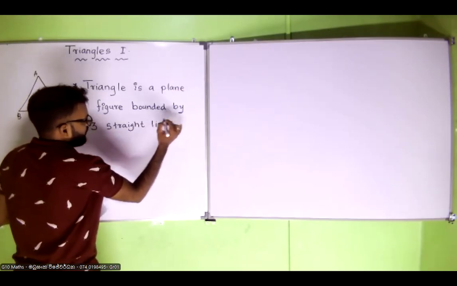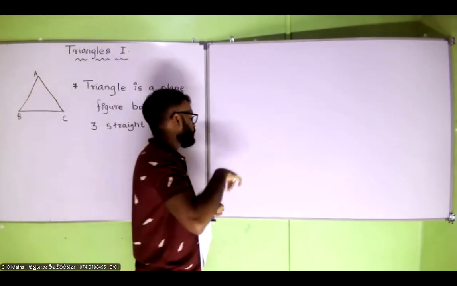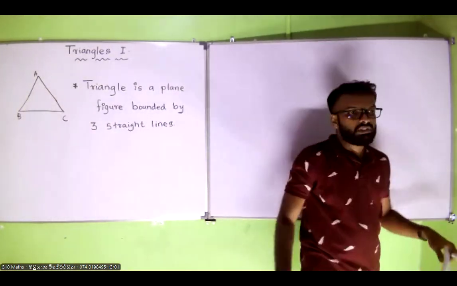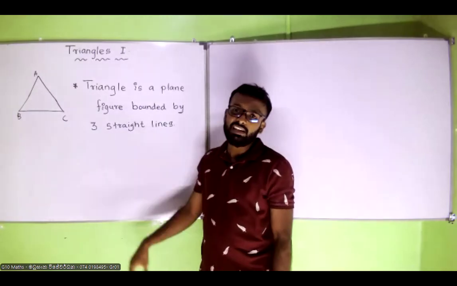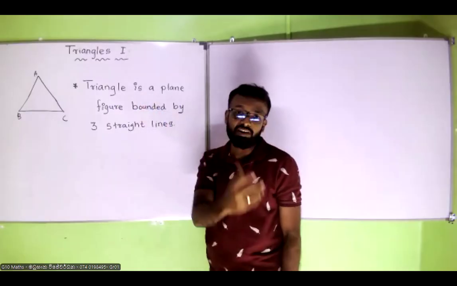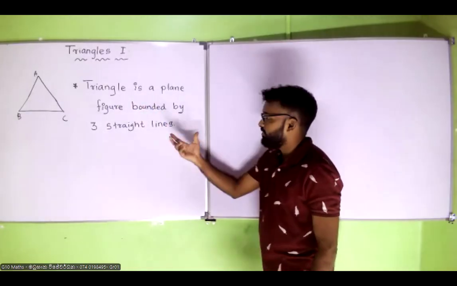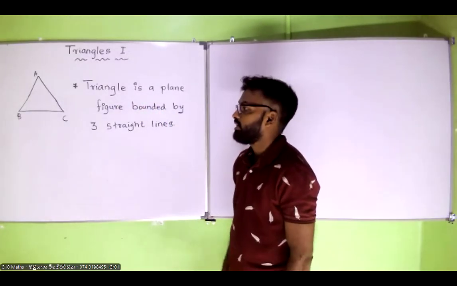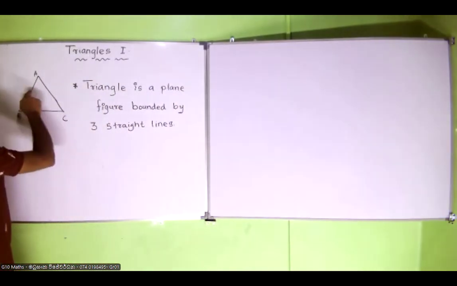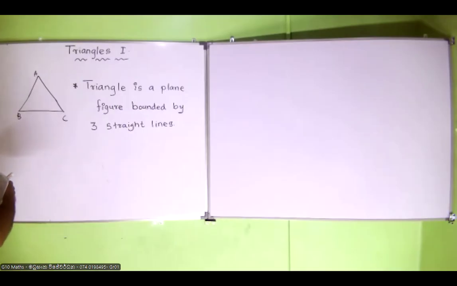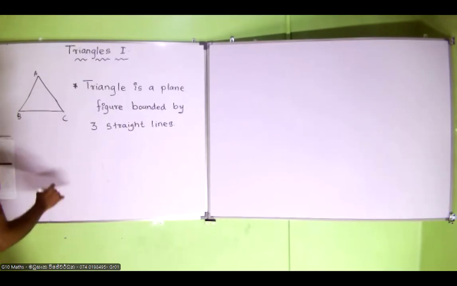So this is the thing you need to know first. Very basic. Even grade 3 students know what a triangle is. A triangle is a plane figure bounded by three straight lines, and it has three sides and three angles also. That is one of the things that you need to know.